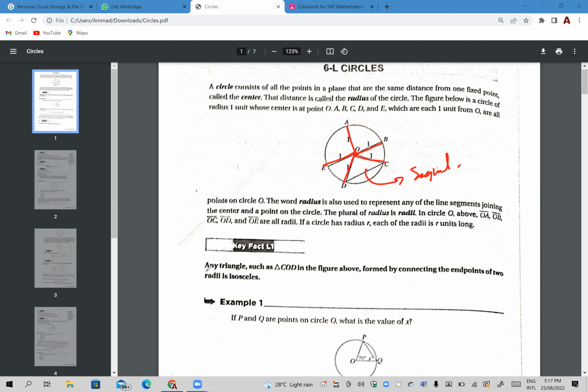Key fact 1 states that any triangle, such as triangle COD, this triangle here, formed by connecting the endpoints of two radii is an isosceles triangle. If you connect two radii, they can have the same length. So technically, the triangle would always be an isosceles triangle.